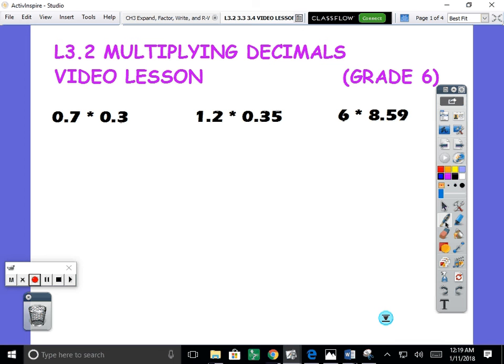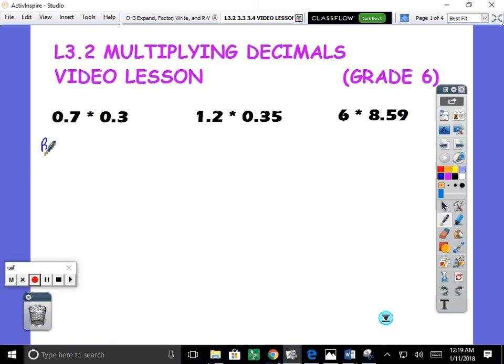So my goal for you is to apply the multiplication skills you already know with multi-digit numbers, but then learn where that decimal placement goes in our final answer. So taking a look at our first example here, I have 0 and 7/10 times 0 and 3/10.